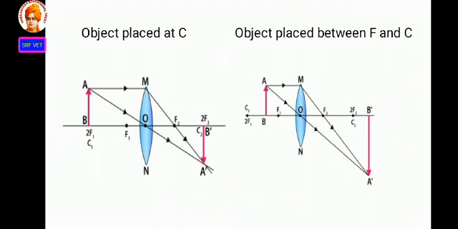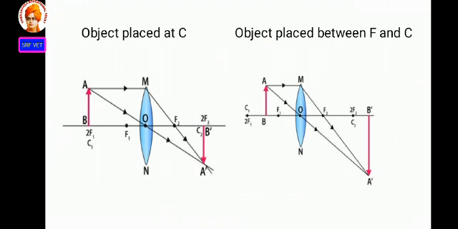Object placed at C. When an object is placed at the center of curvature, a real and inverted image is formed. Here AB is the object, A dash B dash is the inverted and real image. Okay, so when an object is placed at the center of curvature, a real and inverted image is formed. Size of the image is same as the object. AB is the object, A dash B dash is the image.